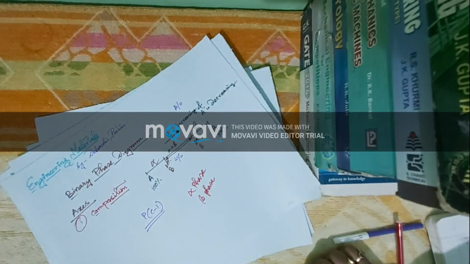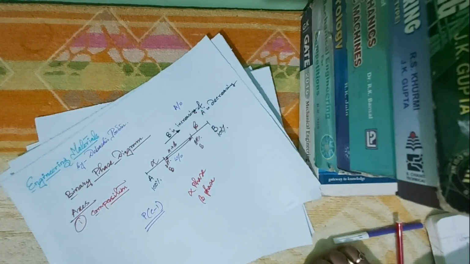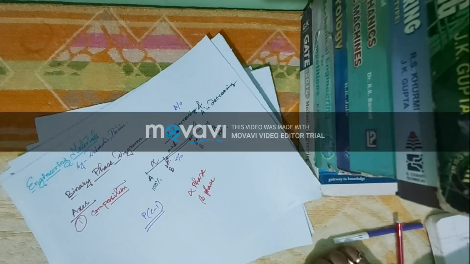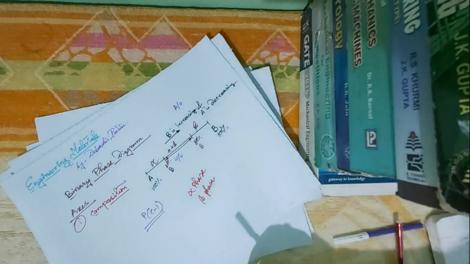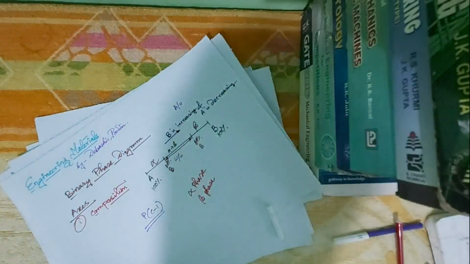Then we have 2 thermodynamic variables. One is pressure and another is temperature. Here pressure can vary from 0 to infinity. Pressure cannot be negative. Pressure is from 0 to infinity. That's why the pressure axis is a semi-infinite axis. Also we can say for temperature, it can vary from 0 Kelvin to infinity.